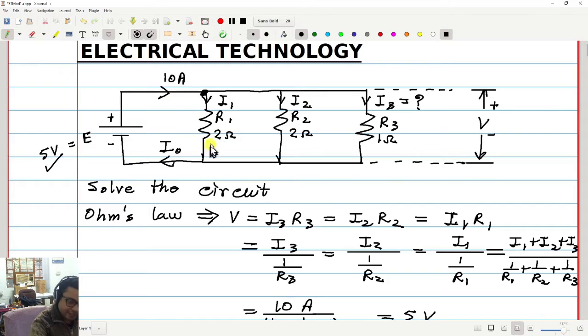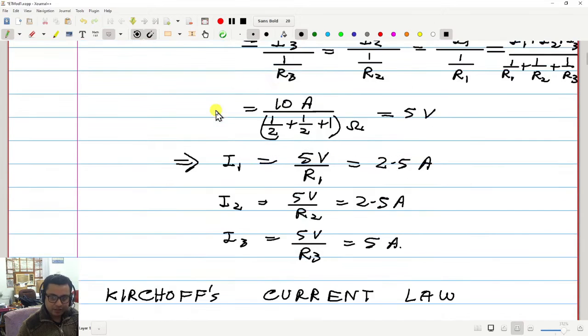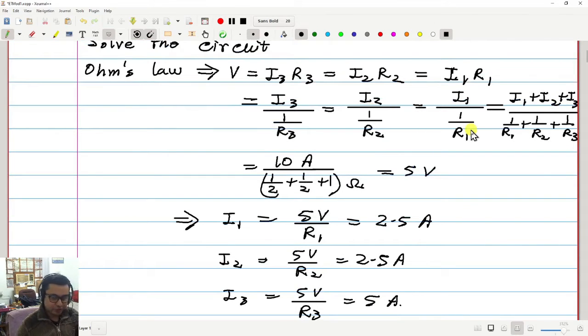If that is not the case, then charge will start getting stored at that point, and if that happens, the potential of that point should also keep changing as charge is getting accumulated, and that is not possible in steady state. In steady state, all potentials should remain unchanged. So in steady state, the total current entering a junction must be equal to the total current leaving that junction. That principle we have used while solving this problem.